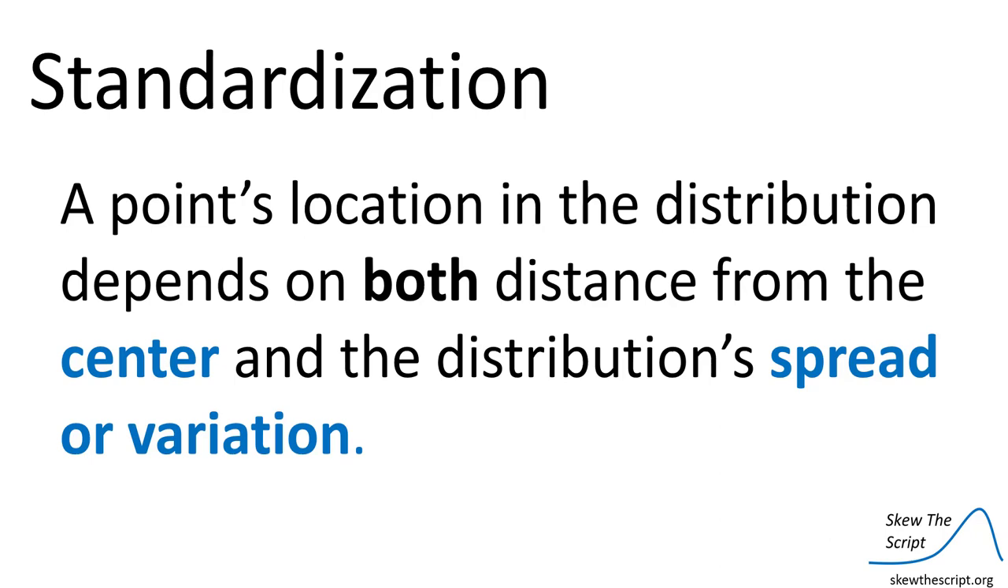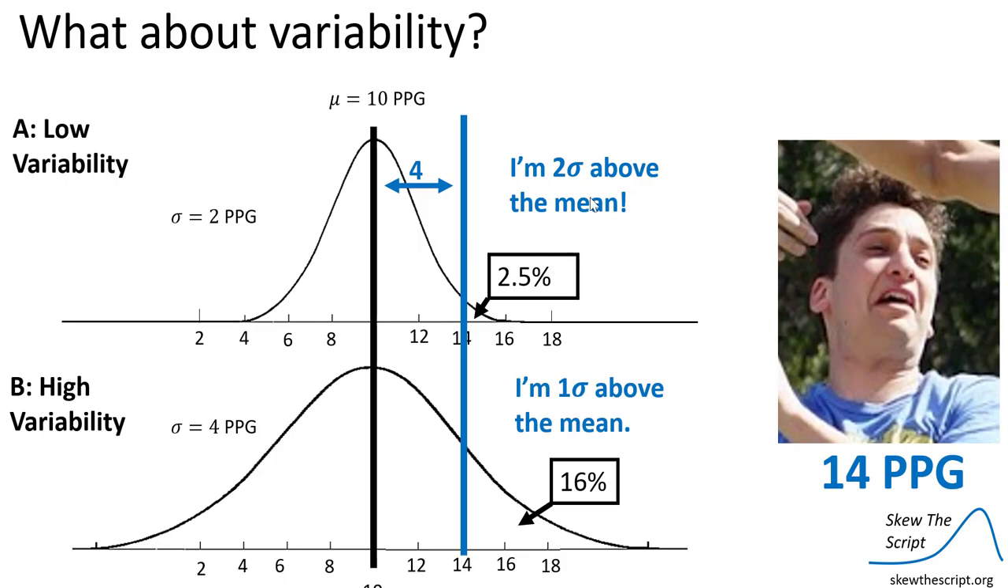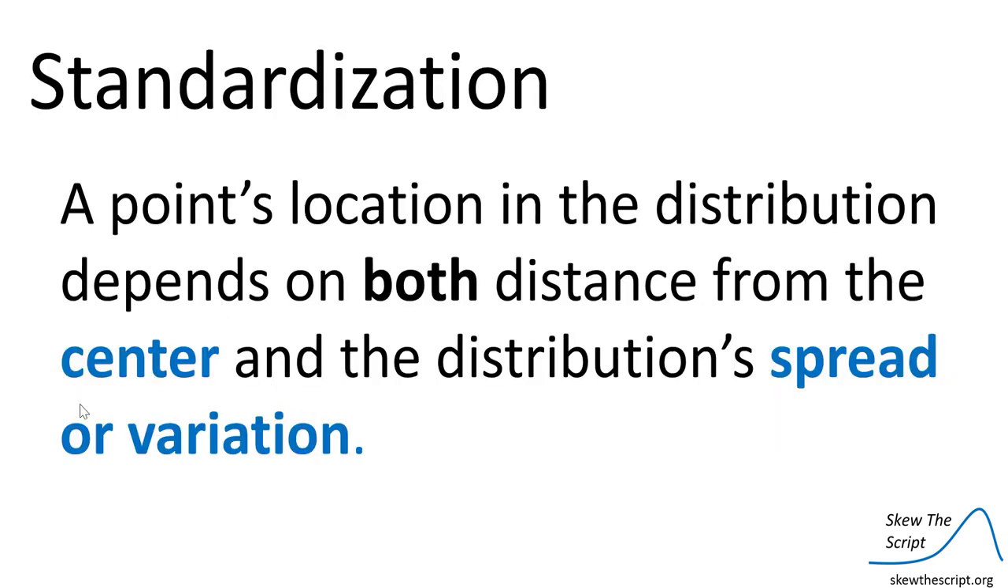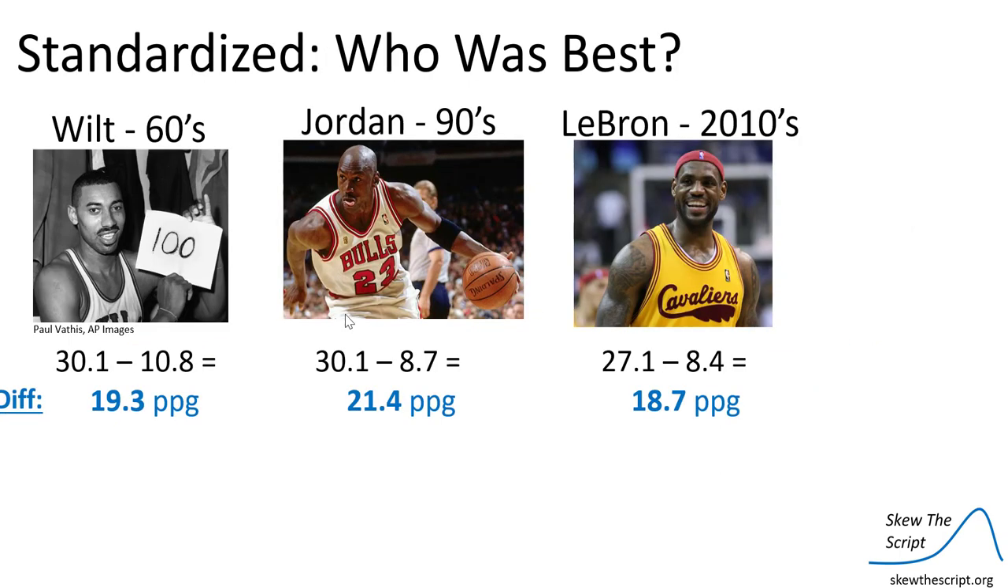So the idea about this whole standardization is that a point's location in the distribution depends on both the distance from center and the distribution spread or variation. So let's go back here. A z-score of +2 is going to be more impressive than a z-score of 1, even though the score is the same. So we have to look at two separate things here. We shouldn't just look at the location in the distribution. We should also look at how much the distribution is spread.